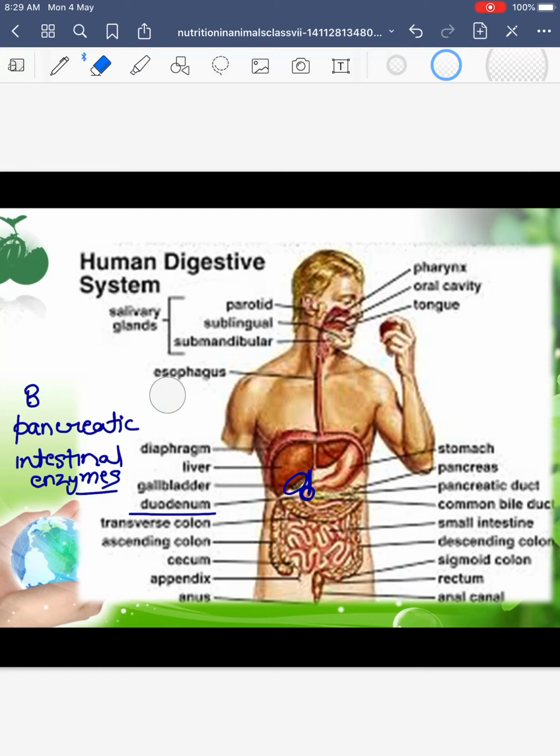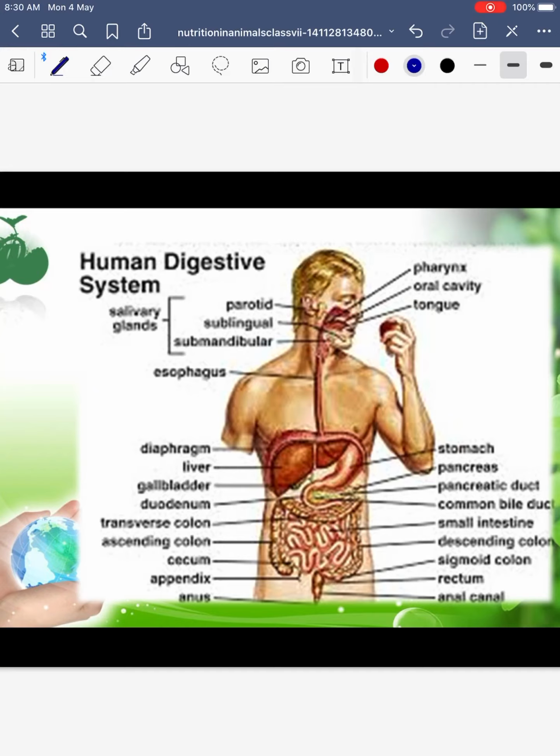After that, the next very important gland we are going to talk about is the pancreas. Pancreas is the second largest gland in the human body. You can see the position here of the pancreas. Okay, so this pancreas, that is the second largest gland, secretes pancreatic juice.